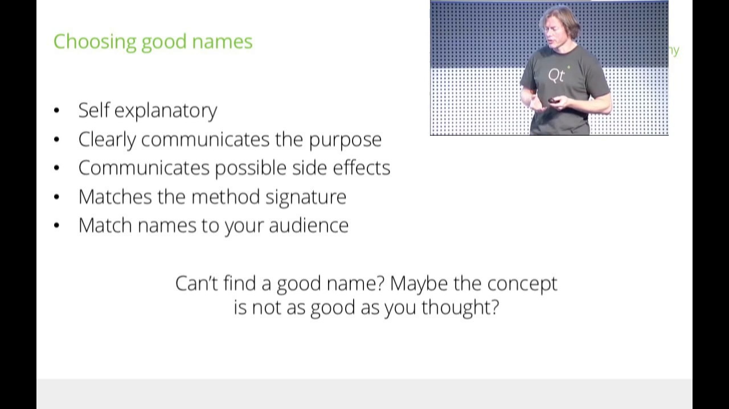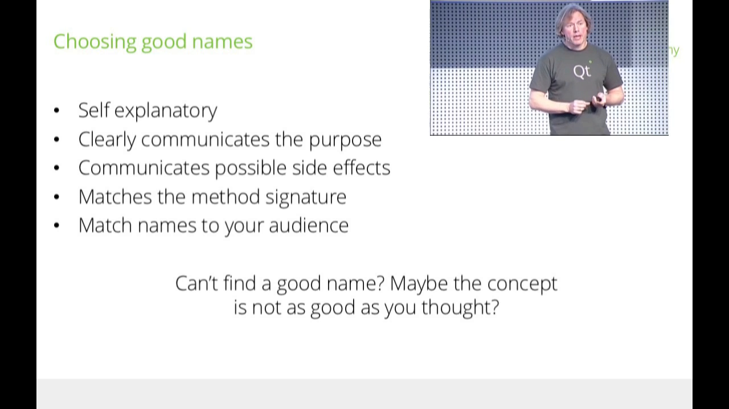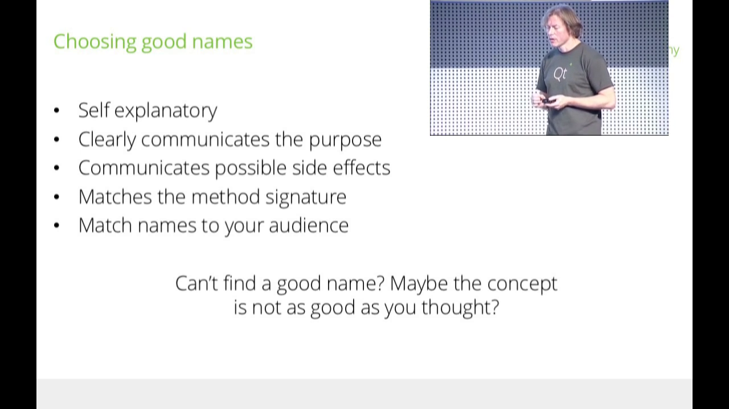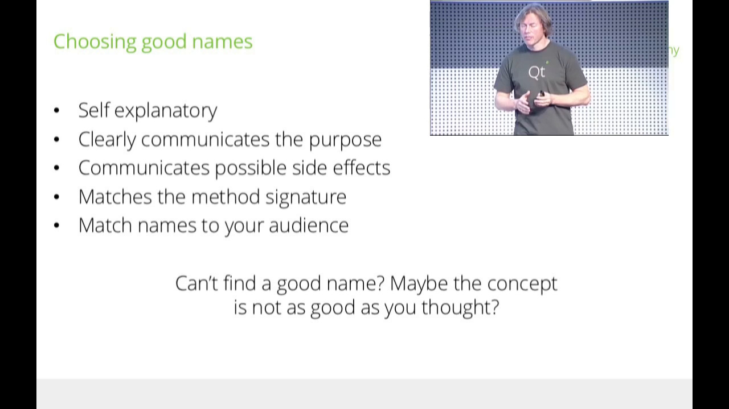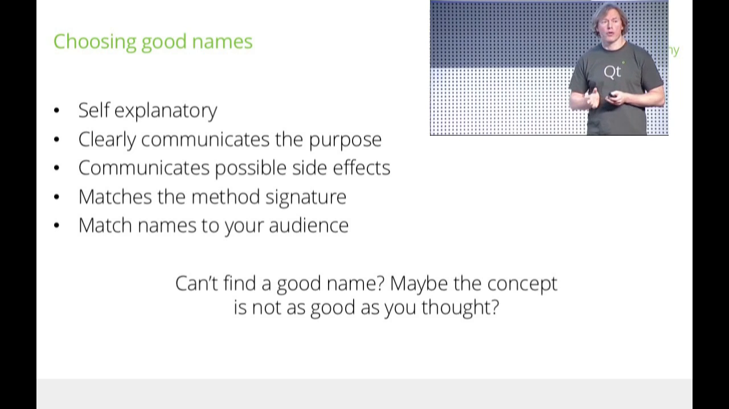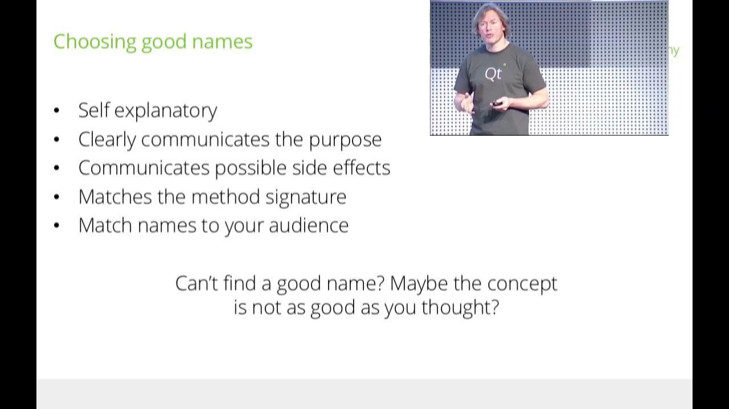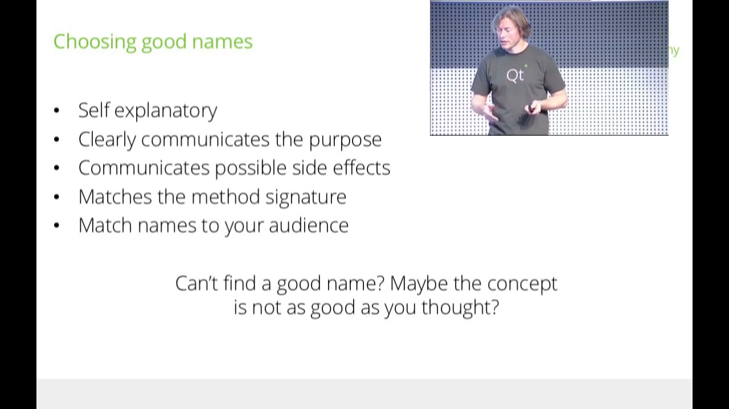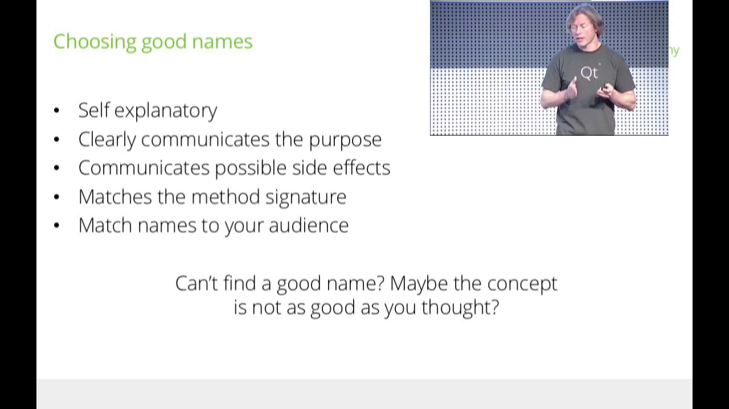They should be self-explanatory and clearly communicate the purpose of your API. If you have a method that has side effects, the name should communicate that, so you don't surprise your users. And you should match the method signature to the name as well. That should match together. Another thing you should look at is your target audience. If you develop an API for a bunch of mathematicians, you probably can assume different things than if you write an API for an electrical engineer or for a computer scientist, for that matter. So think about your audience, what they will intuitively understand, what they think about.